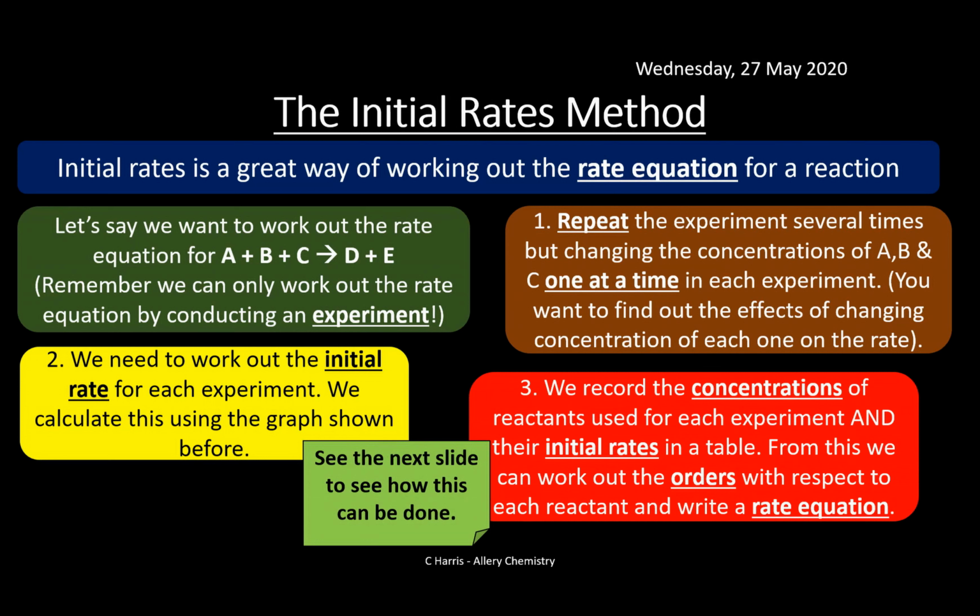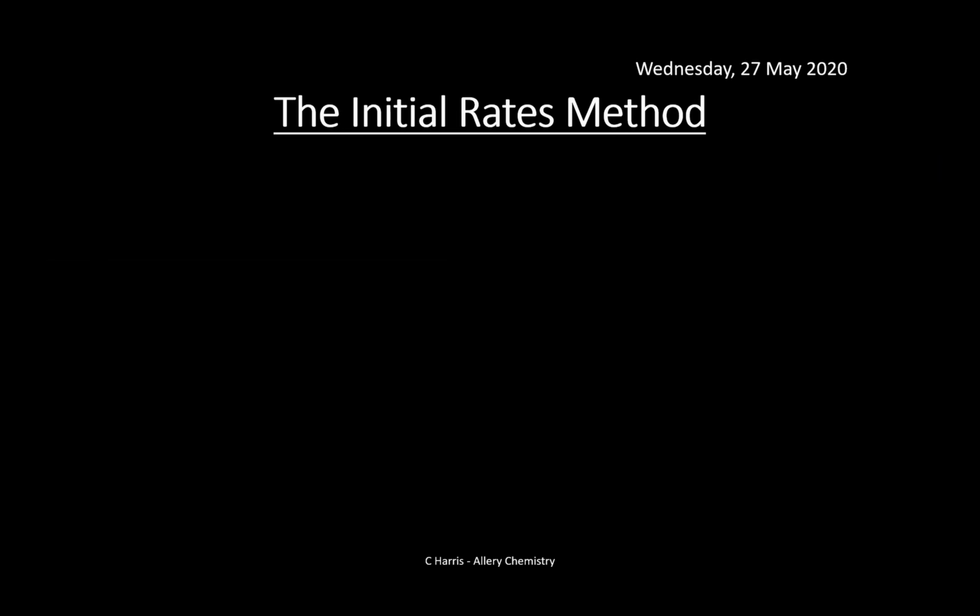So we record the concentrations of reactants used for each experiment and their initial rates in a table, okay? And then from this we can work out the orders with respect to each reactant in the rate equation. So we're going to do our experiment, change the concentration of each substance, monitor the rate of reaction, and write that down as an initial rate. We're going to do this practically. I think the best thing to do, when we're bringing in initial rates and rate equations, is to actually apply this in a practical sense. So this is what we're going to be looking at now.